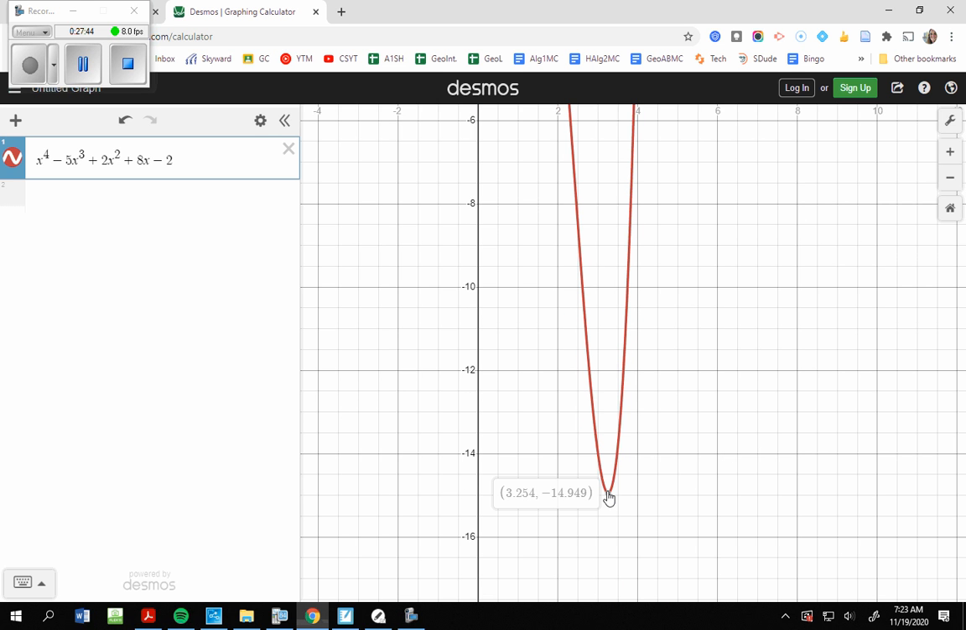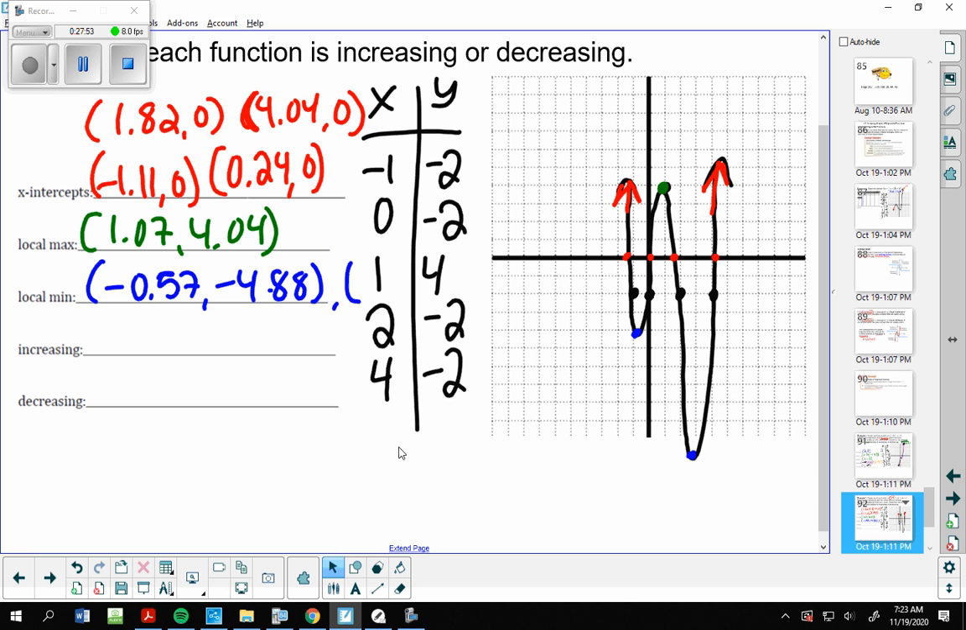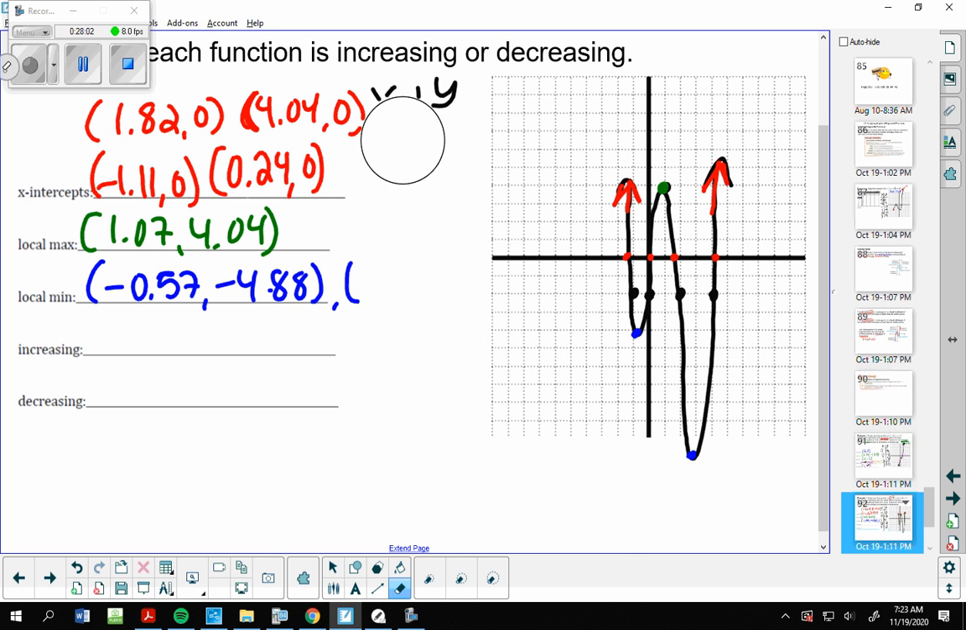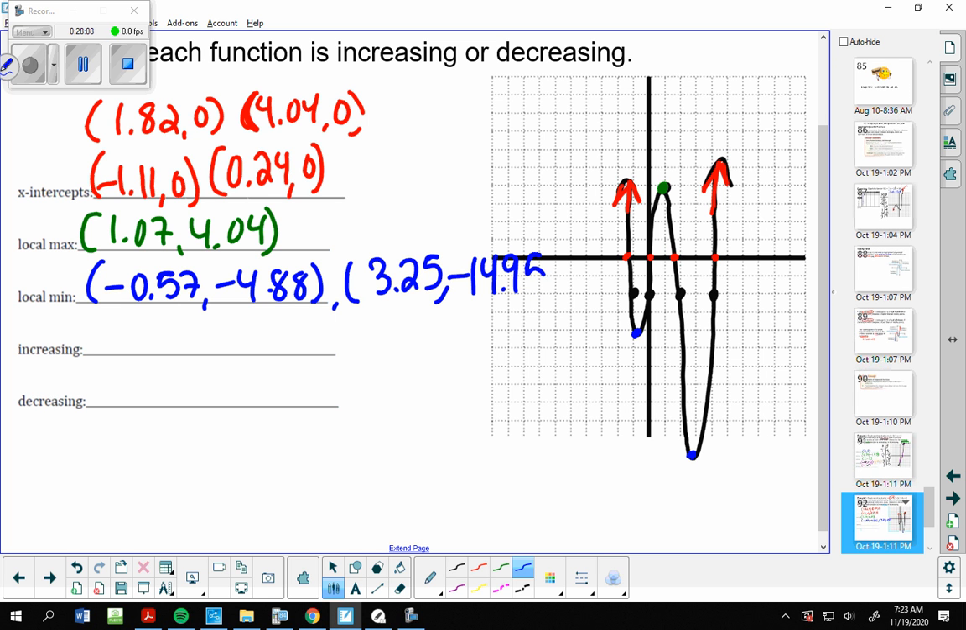All right, this local min is at 3.25 and negative 14.95. I'm going to erase this table just for now so I can write this. All right, 3.25, comma, negative 14.95. Again, we're writing the points for the local max and local min. So there we go. We have one local max and two local min.